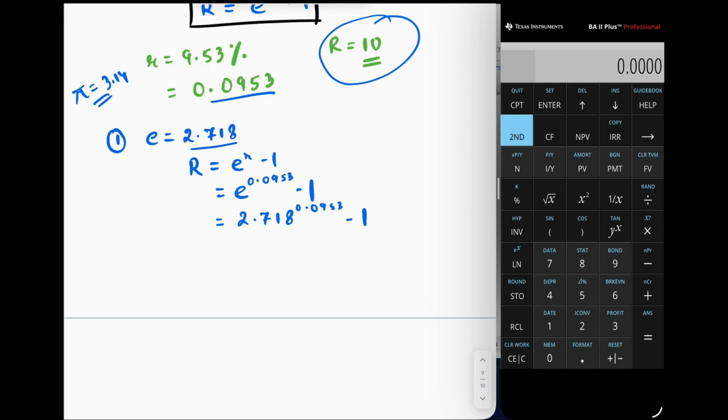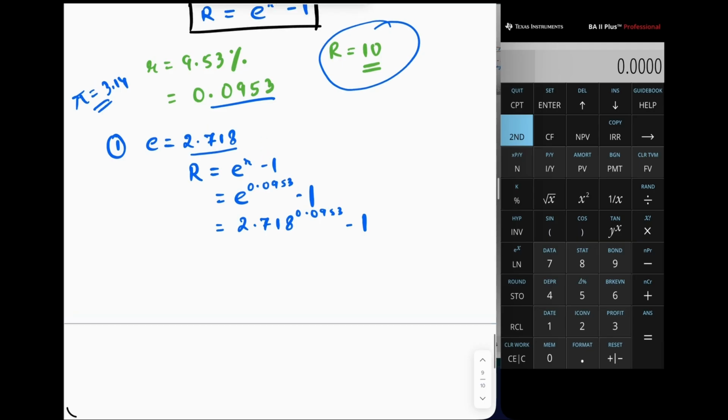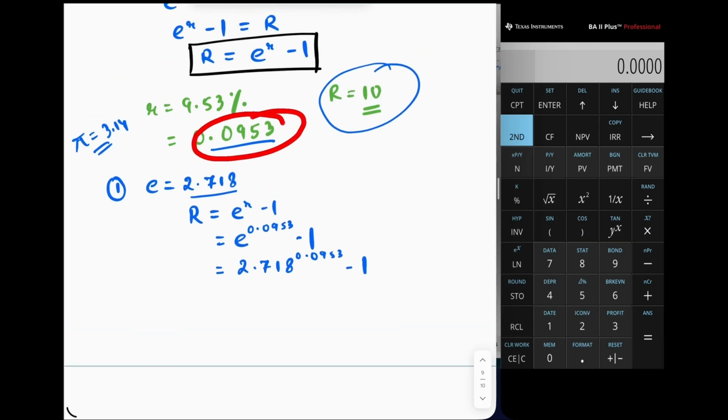So here, what I want to do is, if you forget this value of e, you can just use the e^x function. First, I have to tap the value of r. Small r is this one, 0.0953. Second, e^x. Then again minus 1 into 100.